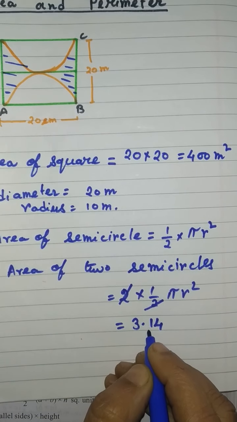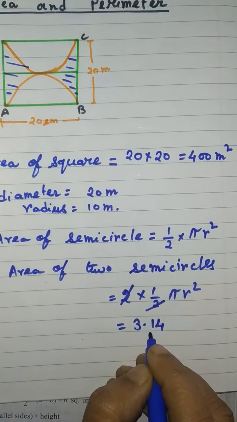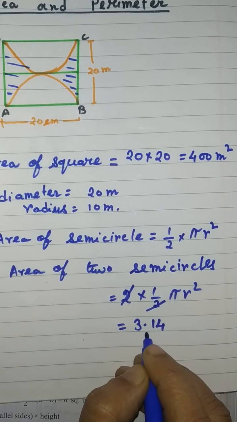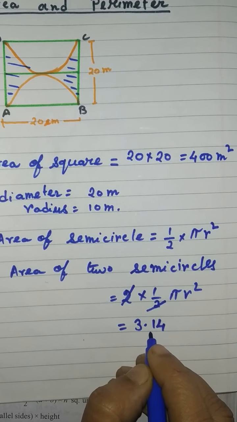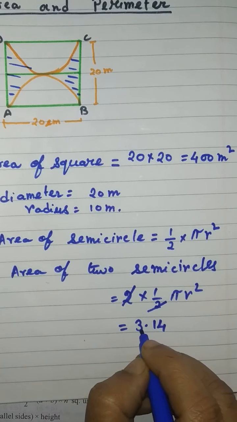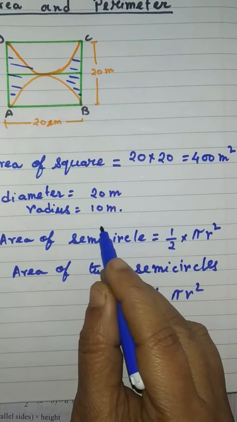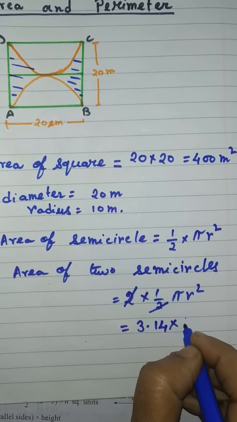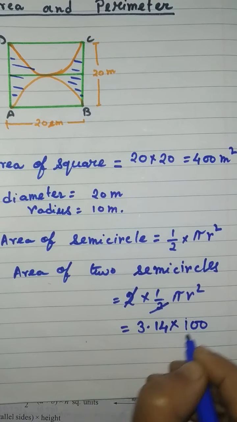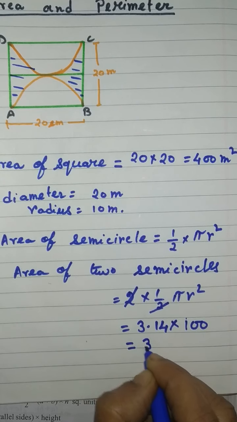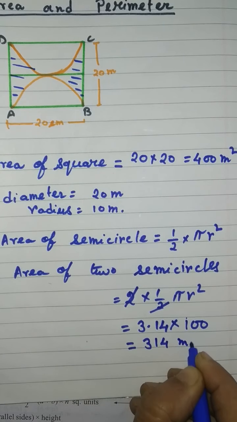If it is given, which one do you have to take? In this question, it is given to take pi equal to 3.14. Otherwise, you can take 22/7. So pi r square is 3.14 into r square. R is equal to 10, as we just found. So 10 square means 100. So 3.14 into 100, that is 314 meters square.